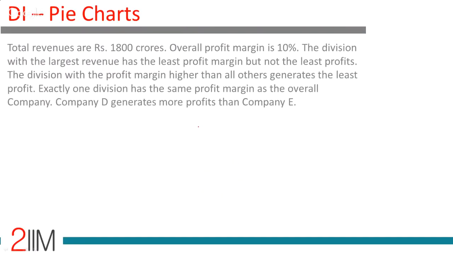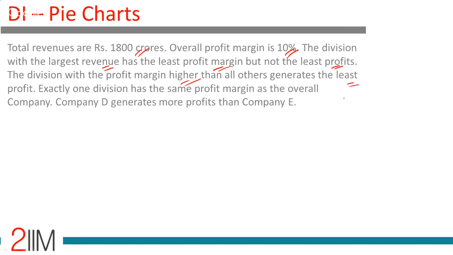Super. The question we're dealing with is this one. Total revenues are 1,800 crores. Overall profit margin is 10%. The division with the largest revenue has the least profit margin, but not the least profits. Right? The division with the profit margin higher than all others generates the least profit. Profit margin is higher, but it generates the least profit.